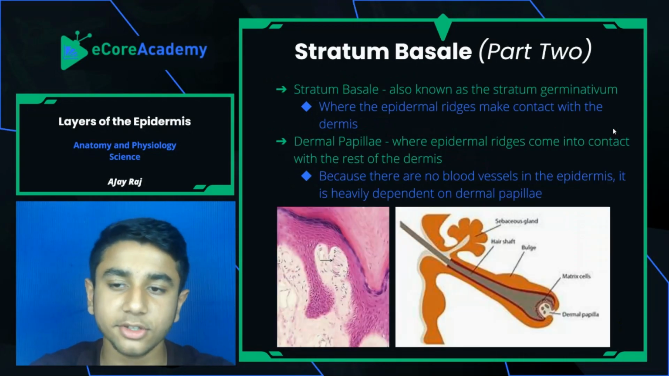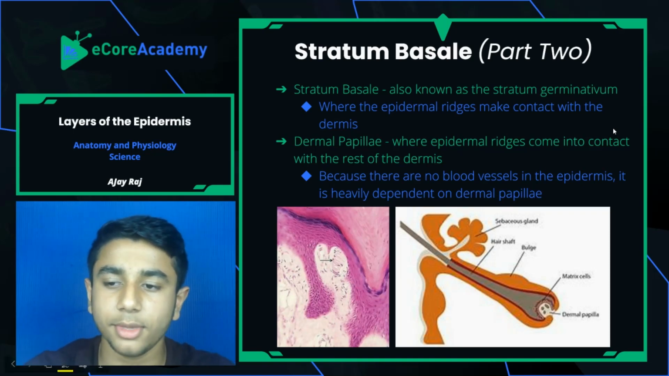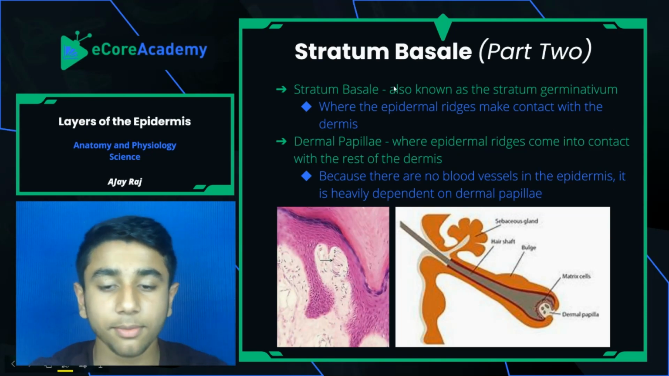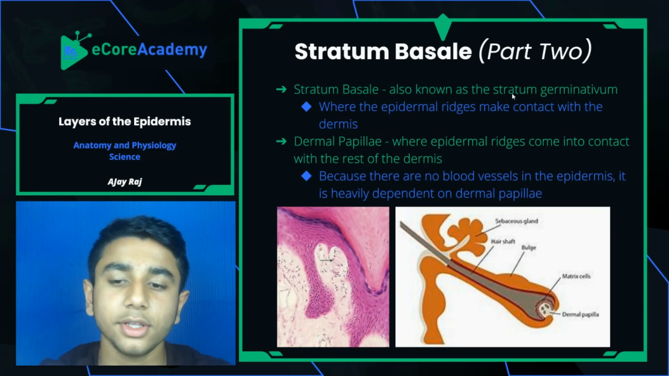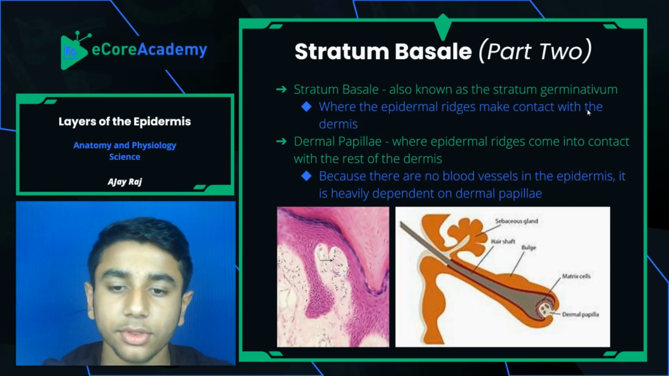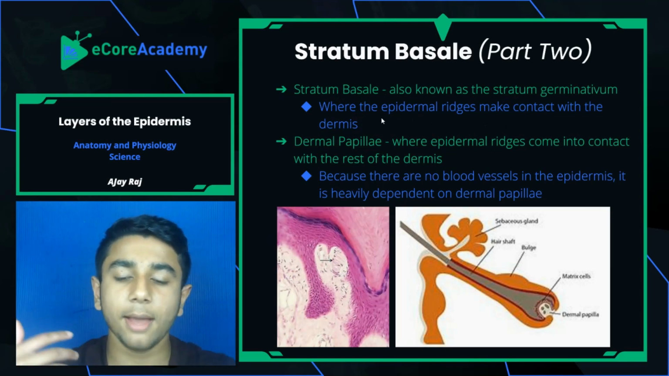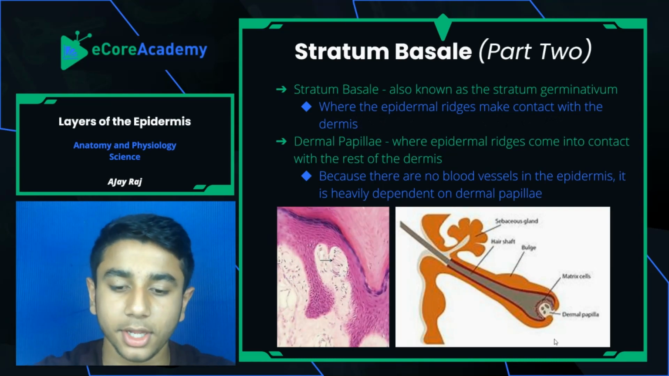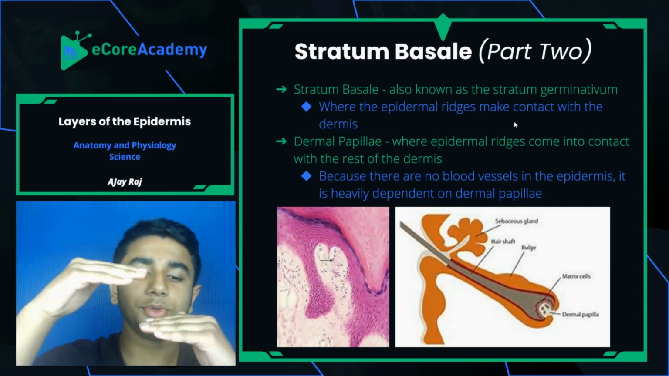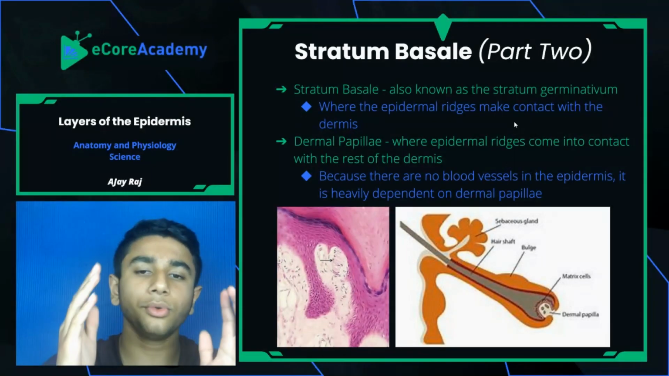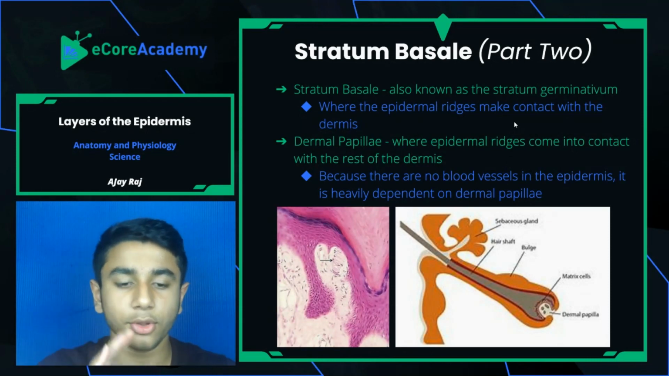This is basically an extension, part 2 of our stratum basale. The stratum basale is also known as the stratum germinativum, which is another name for the stratum basale because of the type of tissue that's involved. The stratum basale is where the epidermal ridges make contact with the dermis. The epidermal ridges are what are shown here, and they are the breaching point between the epidermis and the dermis, and that's the only part where the epidermis and the dermis make contact with each other.